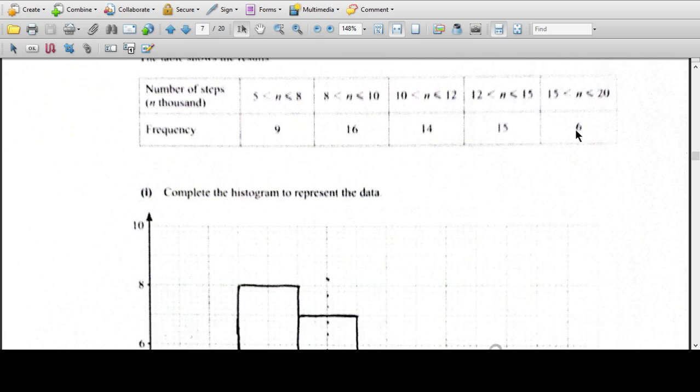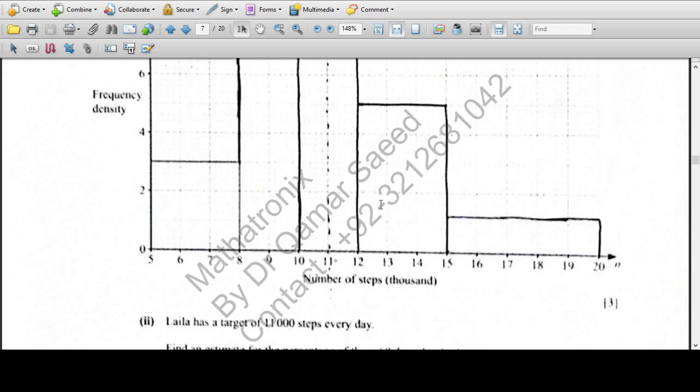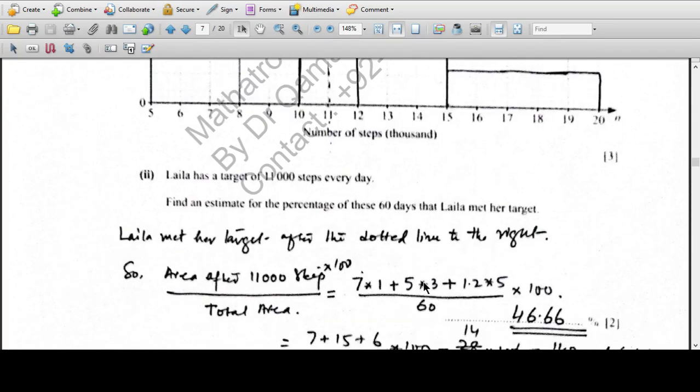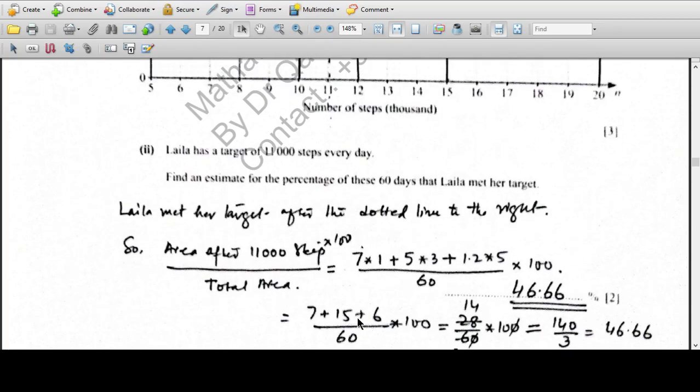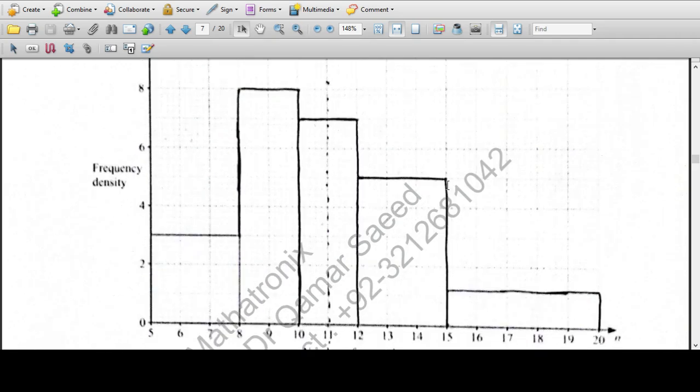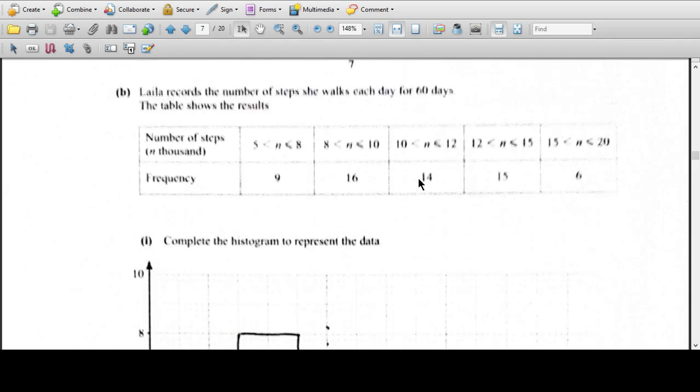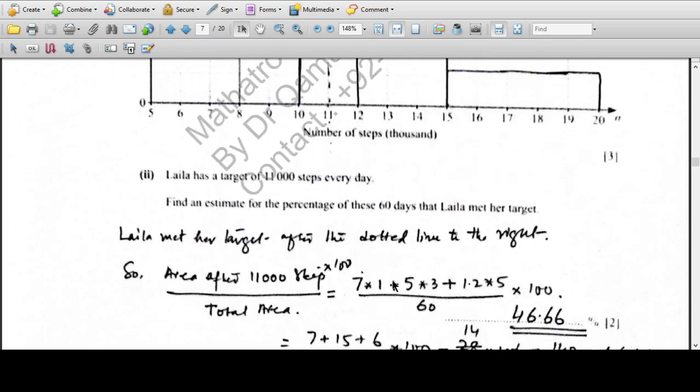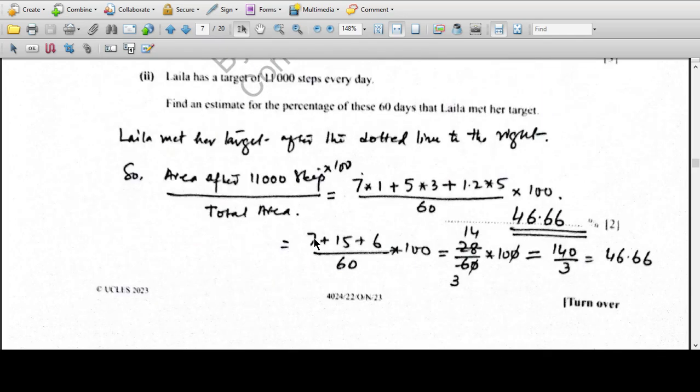So 15 and 6 is the whole number. This is easily seen here, 15 and 6, and this is basically the section half. So that's why this 14 is representing only the 7th part. So we will add this and divide by this.